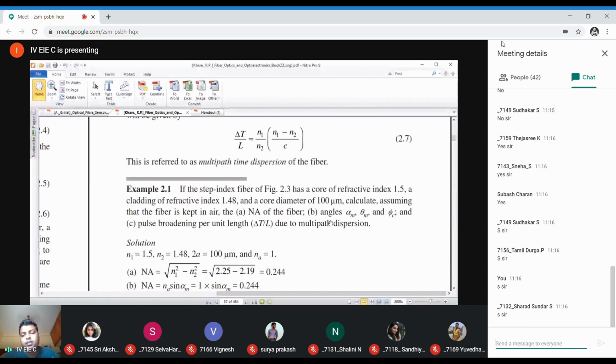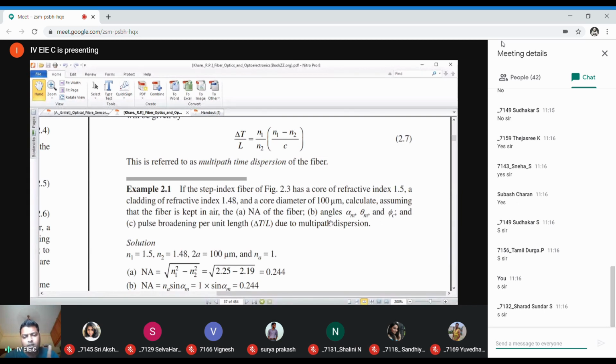Now what they are asking is, assuming that the fiber is kept in air, find out the numerical aperture of the fiber, NA. So what you need to find is NA first, followed by the angles: alpha m, that is the maximum acceptance angle, then theta m, the incident angle, then phi c, the critical angle, and then pulse broadening per unit length. This last parameter is going to be different. Other than that, all the other terminologies and parameters have been discussed already.